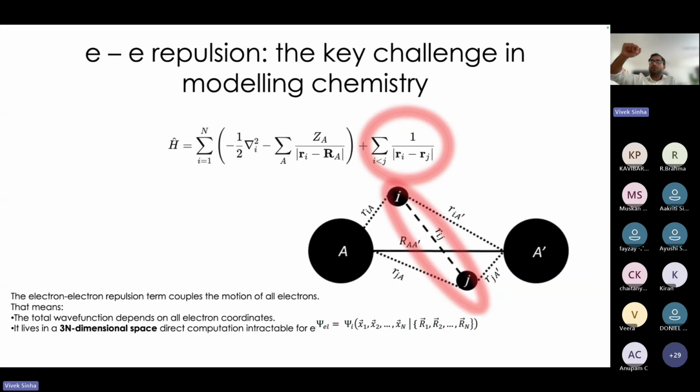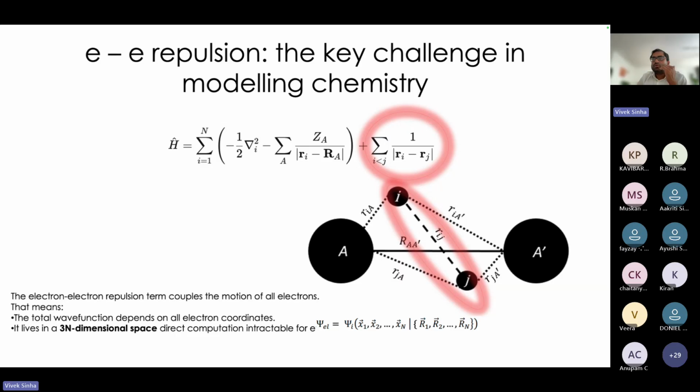If you change one, it affects all the others. And it lives in a 3n-dimensional space. Why? Because each electron has xyz coordinates, right? If you have n electrons, a 3 times n, 3n-dimensional space exists, because if one electron is affected, it affects others as well, and you have to solve for all of them. So it's a very high dimensional complex object. It becomes very difficult to solve.